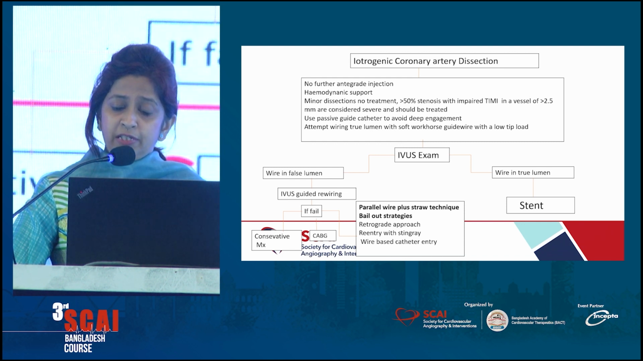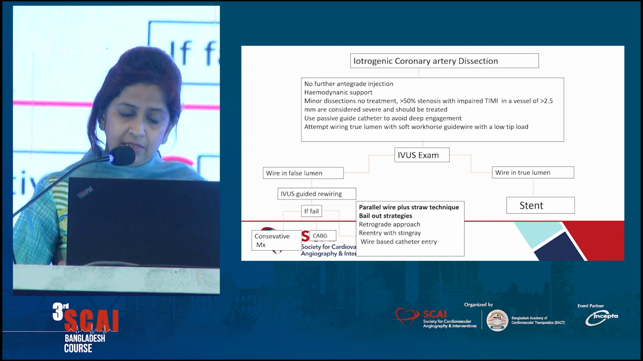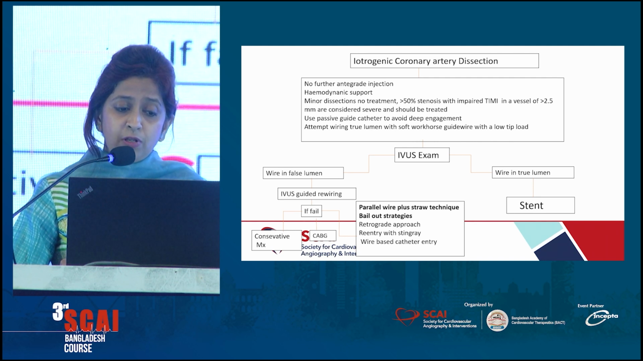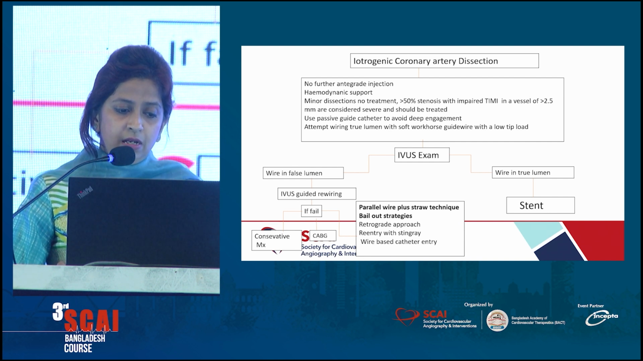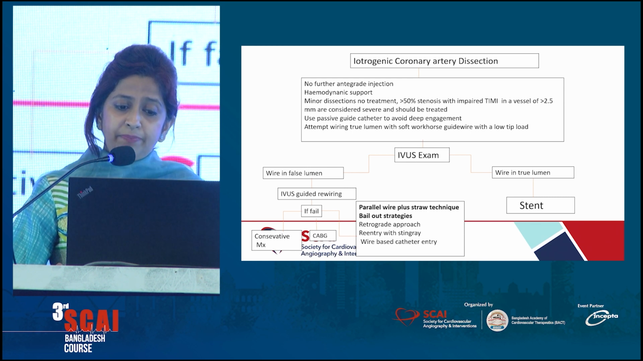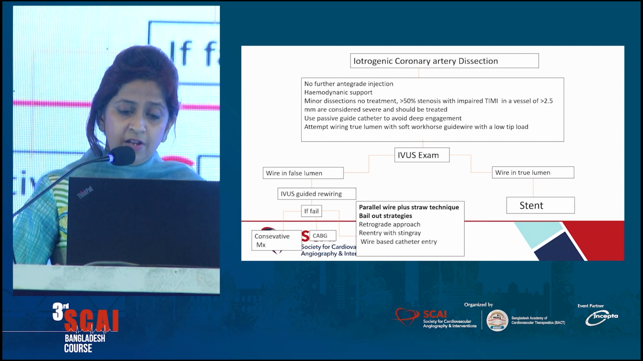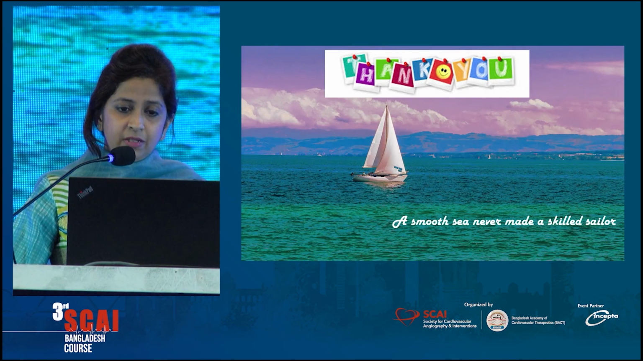If we're in the true lumen, we should stent the dissected segment. If we're in the false lumen, we can try IVUS-guided rewiring. If we fail, if the patient is hemodynamically stable, we can treat the patient conservatively. If we fail, we can try some bailout strategies such as parallel wire plus STAR technique, retrograde approach, re-entry with Stingray, and wire-based catheter re-entry. If we still fail, we can send the patient for CABG.